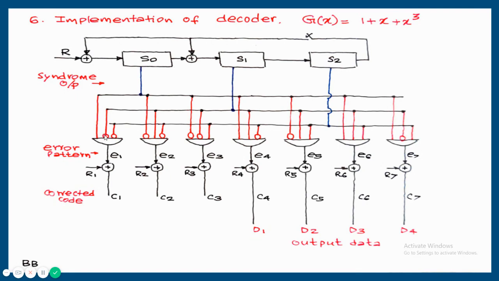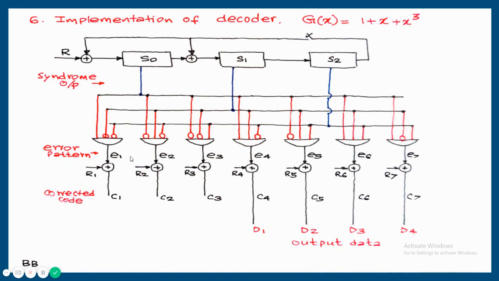In the syndrome table, the first row was 1 0 0. That's why here the connection is like this. Second row was 0 1 0. Third row 0 0 1. Fourth row 1 1 0. Fifth row 0 1 1. Sixth row 1 1 1 and seventh row 1 0 1. So the connections are according to that syndrome table. This is going to generate the error pattern, and this error pattern is going to XOR with the received bits for generating the corrected code.